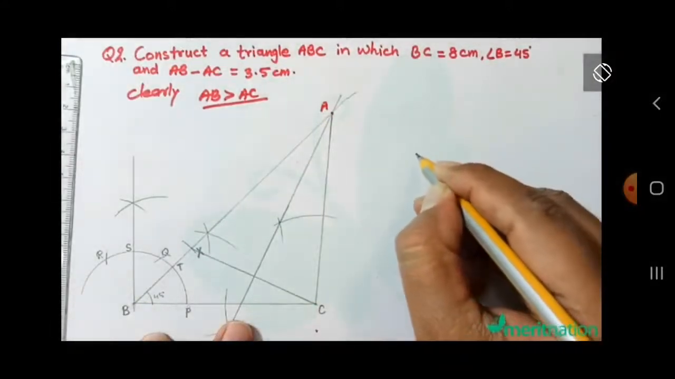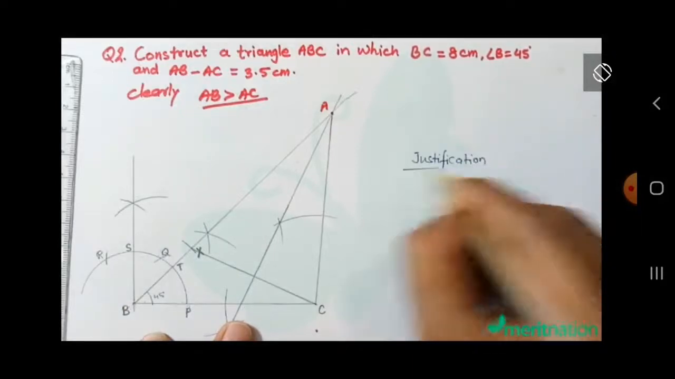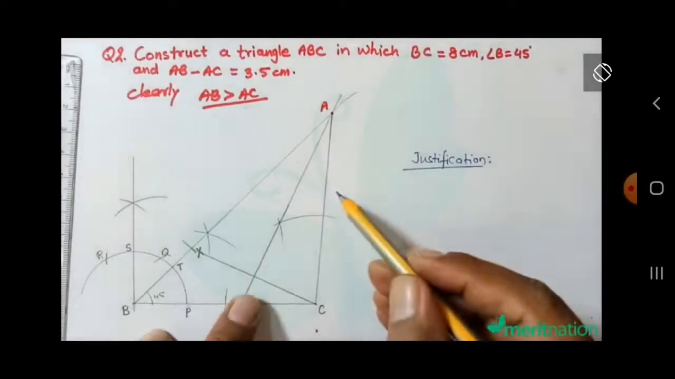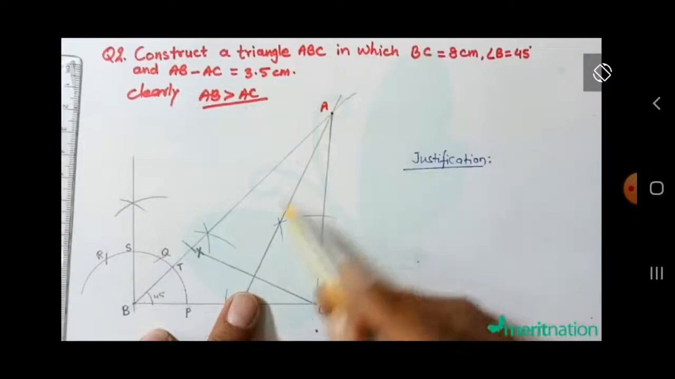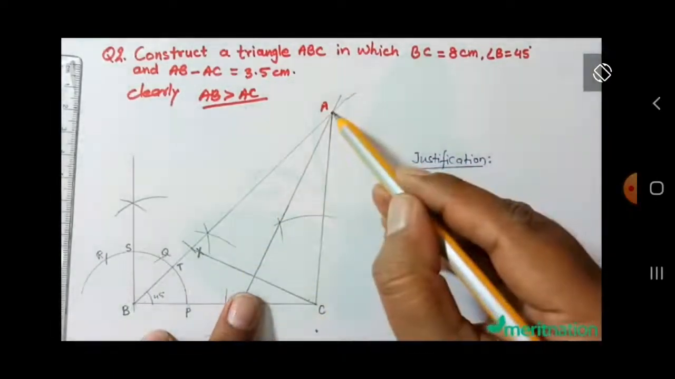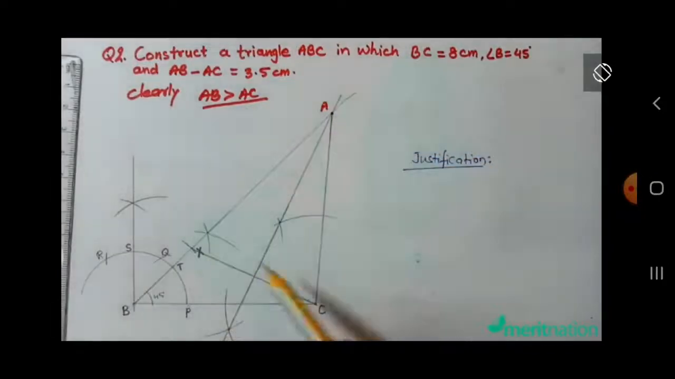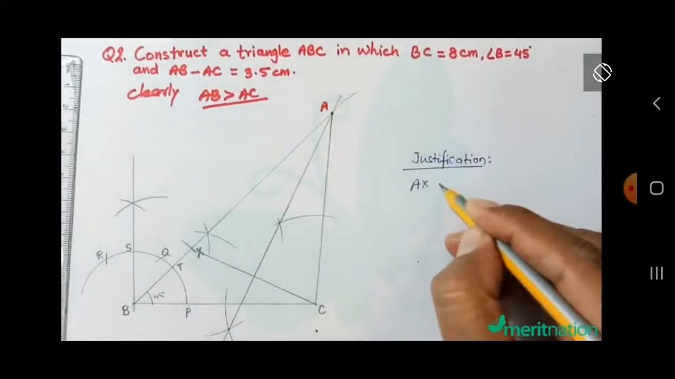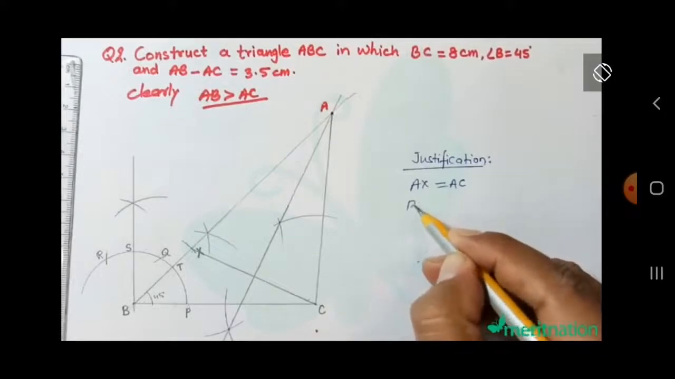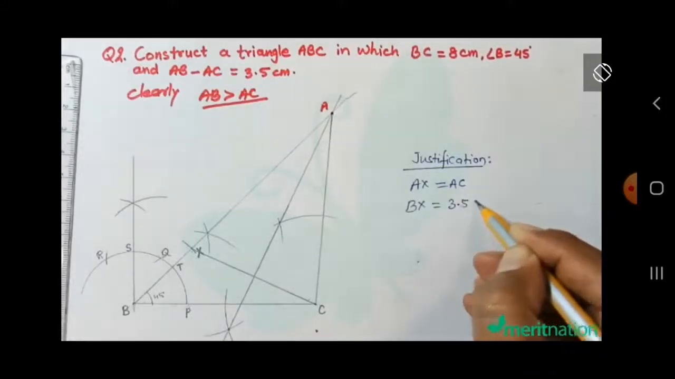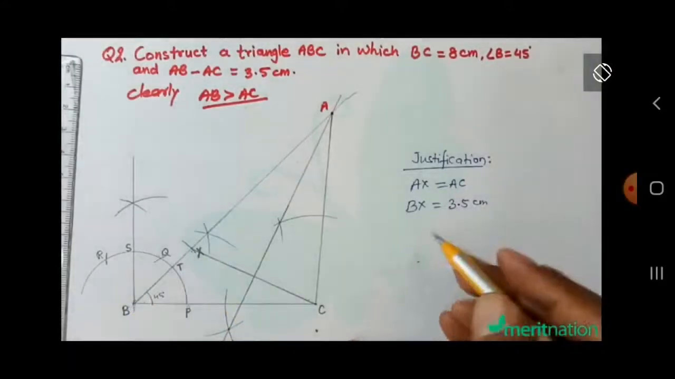What's the logic? Justification. Using the property of perpendicular bisector, every point of the perpendicular bisector remains equidistant from both ends of the line segment. Since point A is on the perpendicular bisector, point A must be equidistant from X and C. So AX is equal to AC, right? And we already had constructed BX equal to 3.5 centimeters. We took an arc BX equal to 3.5 centimeters.